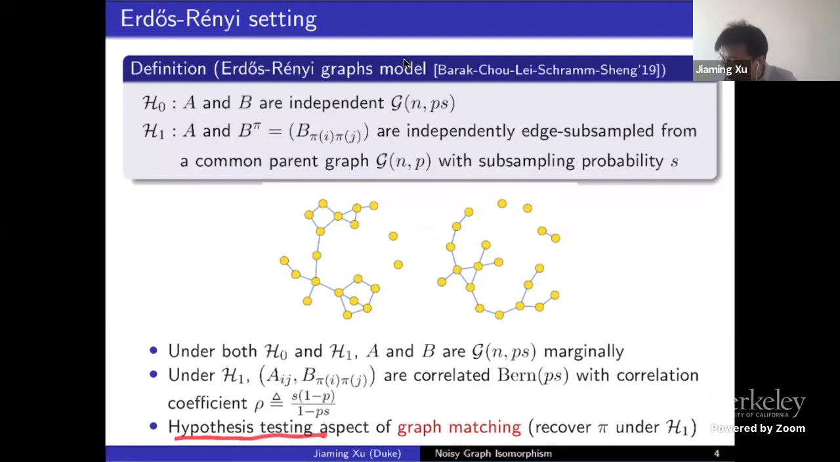I should also mention that the problem here is the hypothesis testing aspect of the graph matching problem, where the goal is to recover the underlying permutation under the alternate hypothesis. In this talk, we consider the hypothesis testing version, and we want to understand when we can distinguish these two hypotheses.